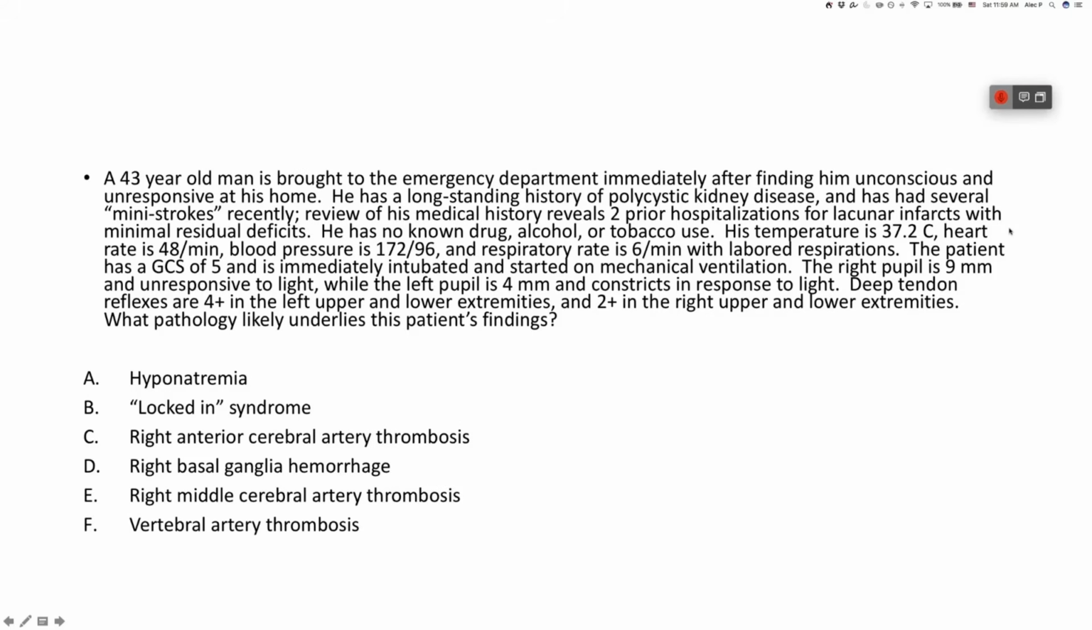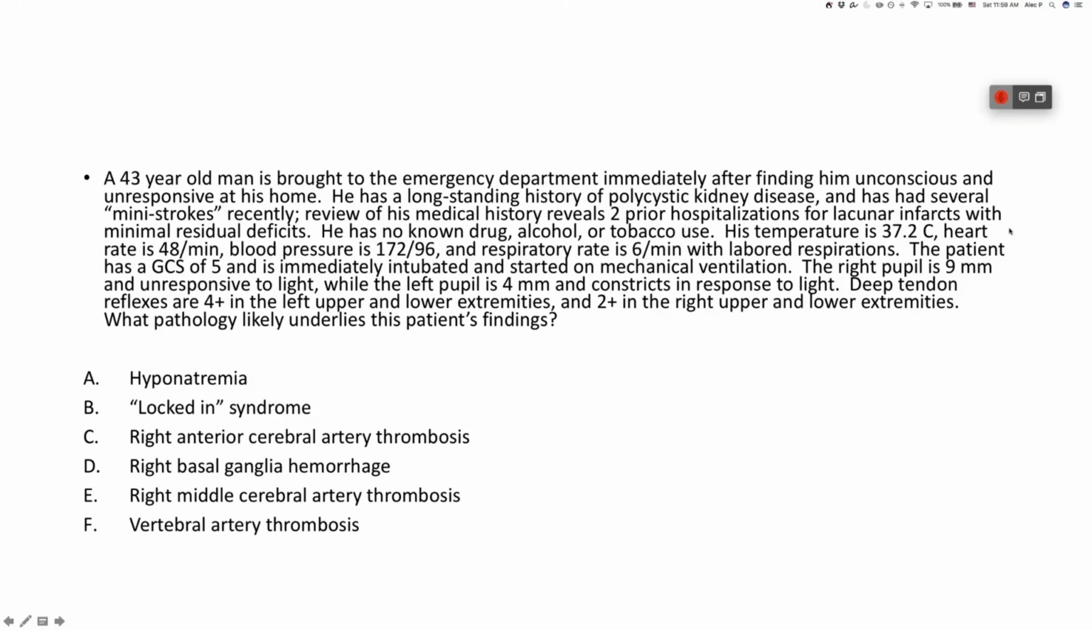So again, what does this mean in context? If you put it together with the right pupil, the right pupil is unresponsive, so that would be ipsilateral to the lesion. And then the left upper and lower extremities being pathological would be contralateral. So that is consistent with a right upper motor neuron lesion. One of the reasons neuro is so hard is because you have to put all these things together.